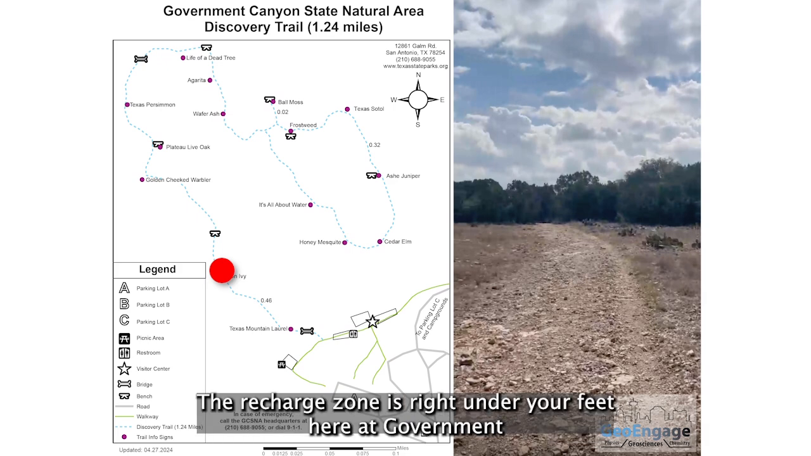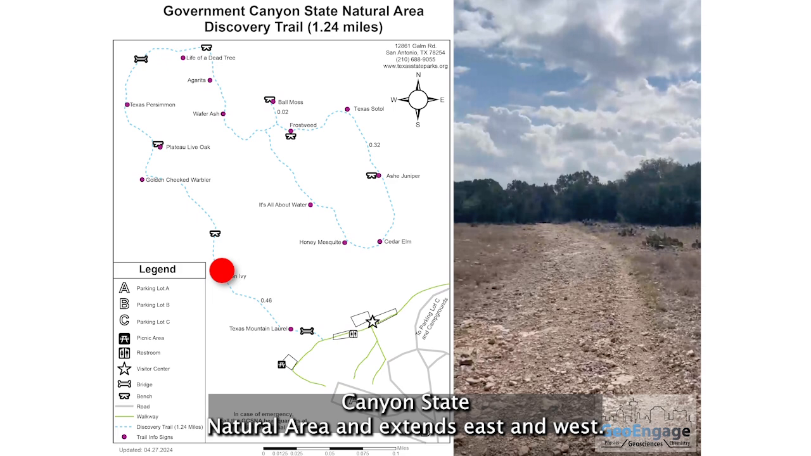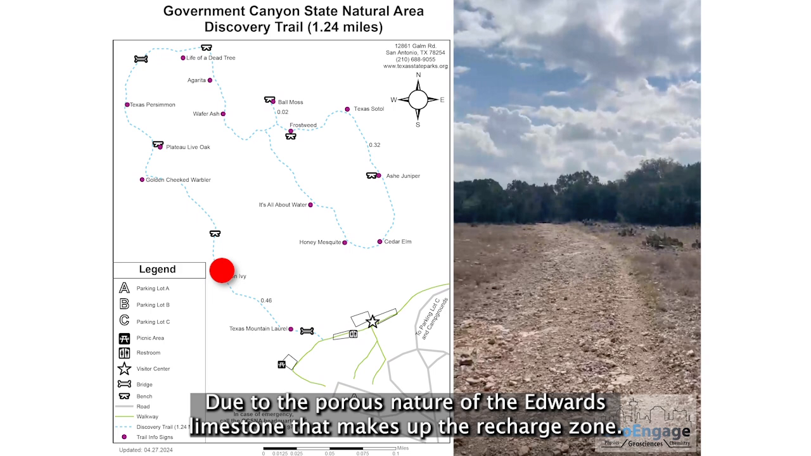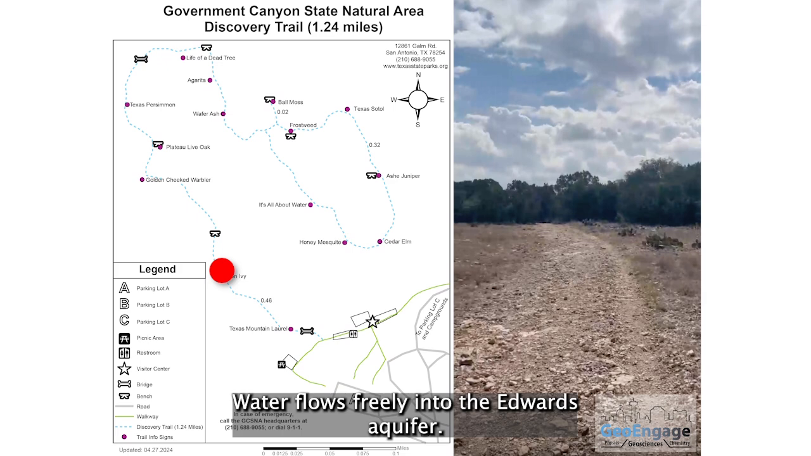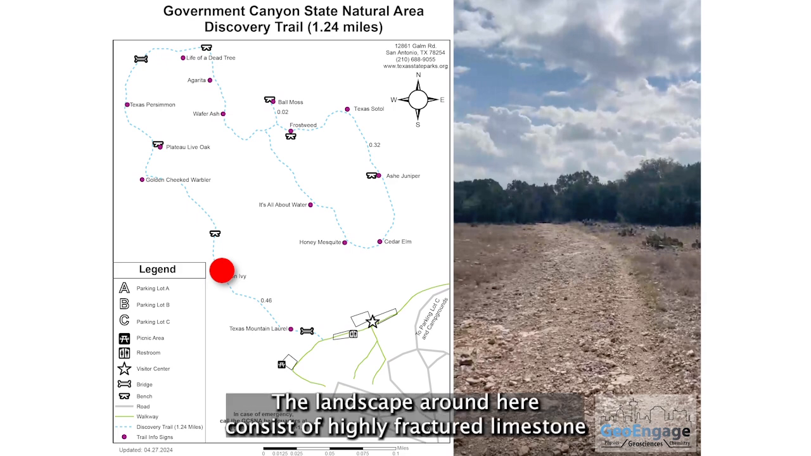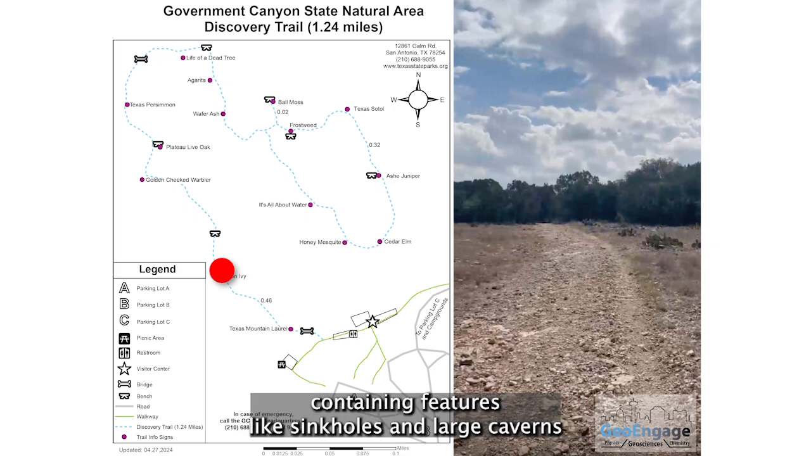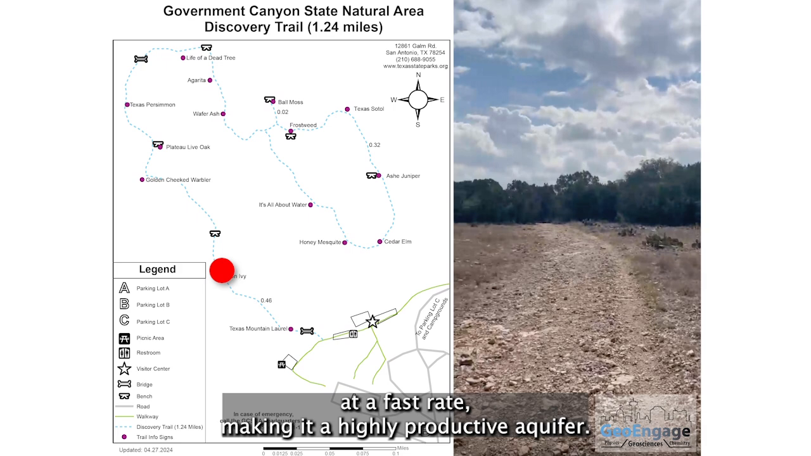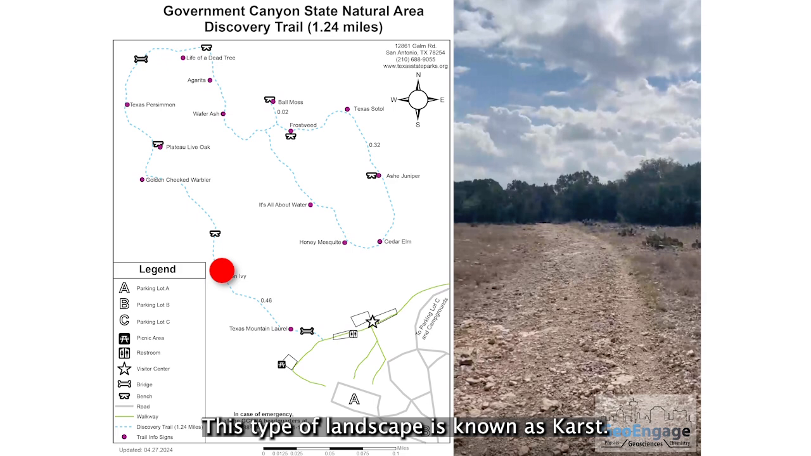The recharge zone is right under your feet here at Government Canyon State Natural Area and extends east and west. Recharge occurs when water seeps into the ground and reaches the aquifer. Due to the porous nature of the Edwards limestone that makes up the recharge zone, water flows freely into the Edwards Aquifer. The landscape around here consists of highly fractured limestone containing features like sinkholes and large caverns that allow a large quantity of water to enter the aquifer at a fast rate, making it a highly productive aquifer. This type of landscape is known as karst.